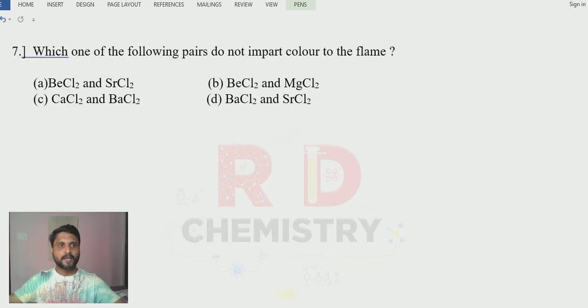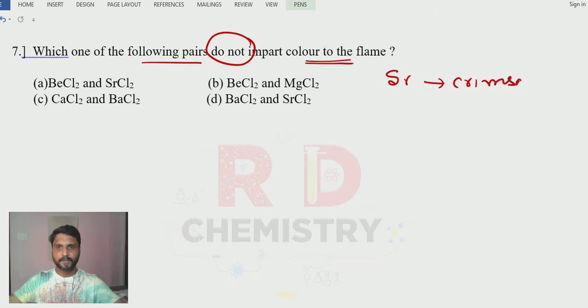Question number 7. Which one of the following pairs does not impart color to the flame? We have studied that there are some ions which can give flame colors. Okay, we have strontium. Strontium gives crimson red color. Calcium gives brick red color. Barium gives apple green color.